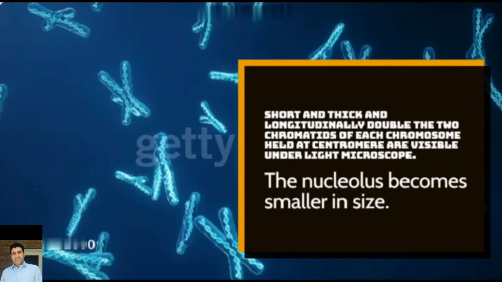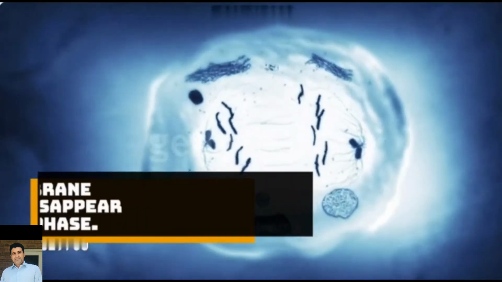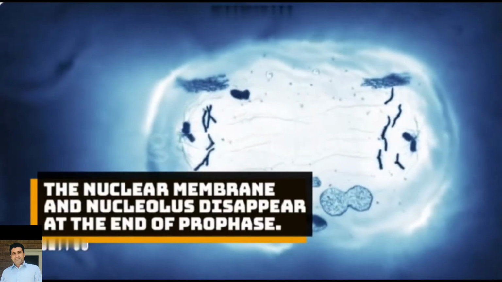The two chromatids of each chromosome, held at the centromere, are visible under the light microscope. The nucleoli become smaller in size. The nuclear membrane and nucleolus disappear at the end of prophase.